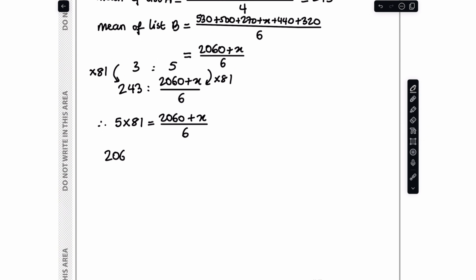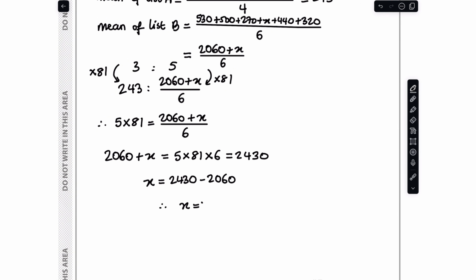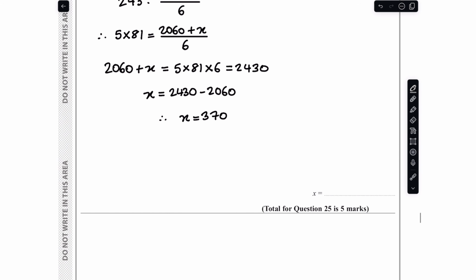And so 2060 plus X equals 5 multiplied by 81 multiplied by 6, which is just the same as 2,430. And so X equals 2,430 minus 2,060. Therefore, X equals 370. So the final value for X is 370.